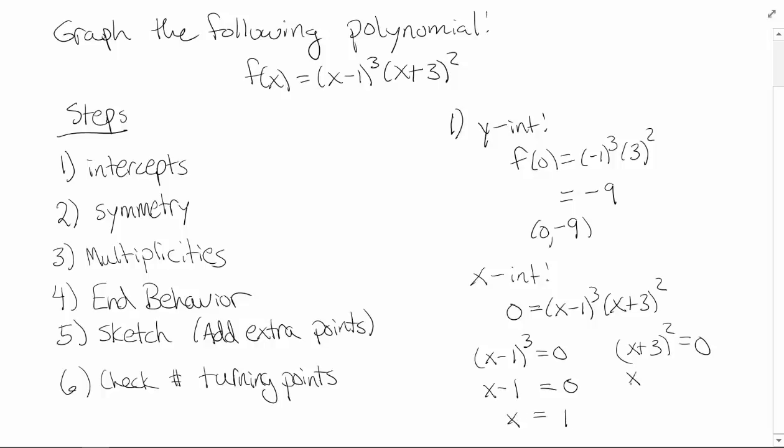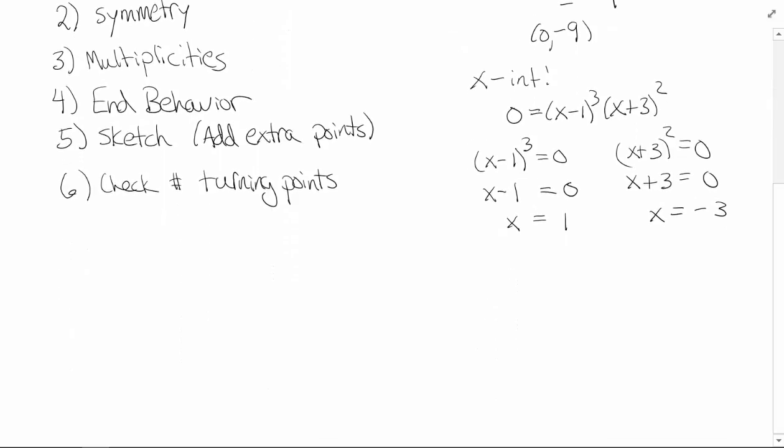Take a square root of both sides on this one. You get x plus 3 is equal to 0. And then subtract 3 over, you get x is equal to negative 3. So my two x-intercepts that I have are (1, 0) and (negative 3, 0). So that's step 1.